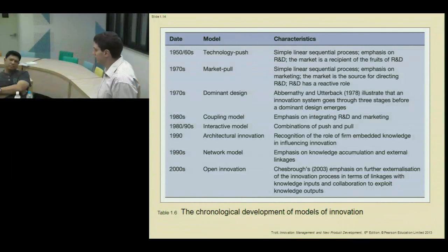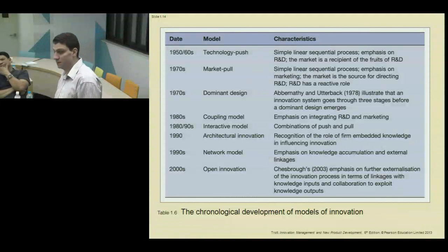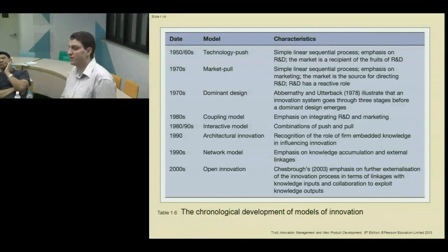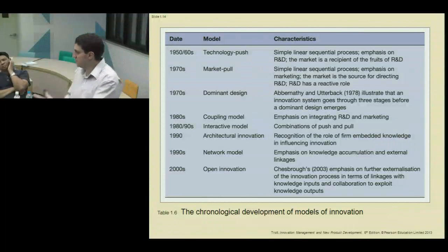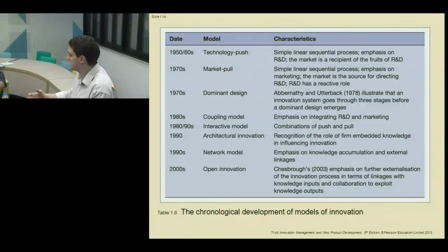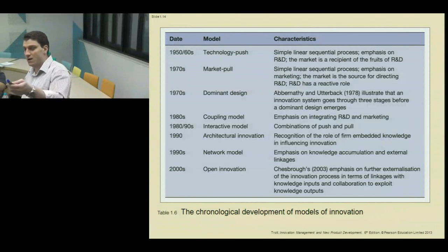Mid-90s, we have organizational innovation. Some companies actually change their business model. Okay, recognition of the role of the firm to embed knowledge in order to influence innovation. For example, combine and integrate different types of insights from customers, from suppliers. You know the 5 forces of Porter. We have competition with suppliers, with the customers. So we gain insights from all of them, in order to develop innovation, to create innovation.